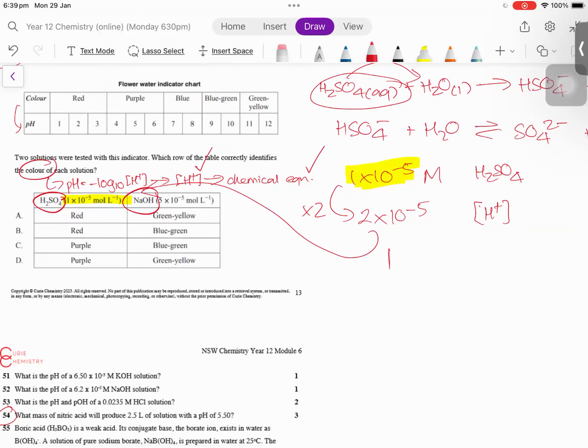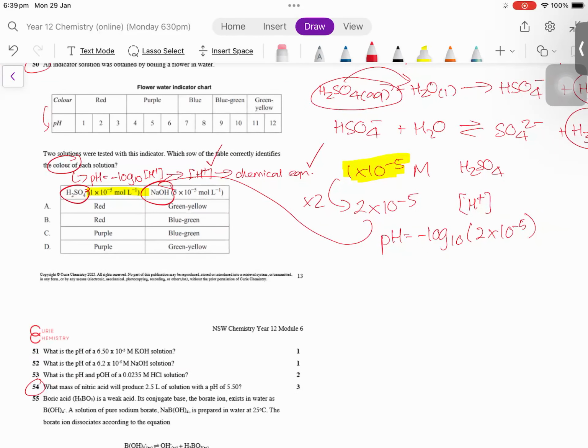Now I need pH. So pH is negative log base 10, 2 by 10 to the minus 5. And then just pop this in the calculator for me, guys, and correct me if I'm wrong. You get a pH of about 4.8. Just give me a thumbs up if that's correct, yeah? You get a pH of somewhere between 4 and 5.